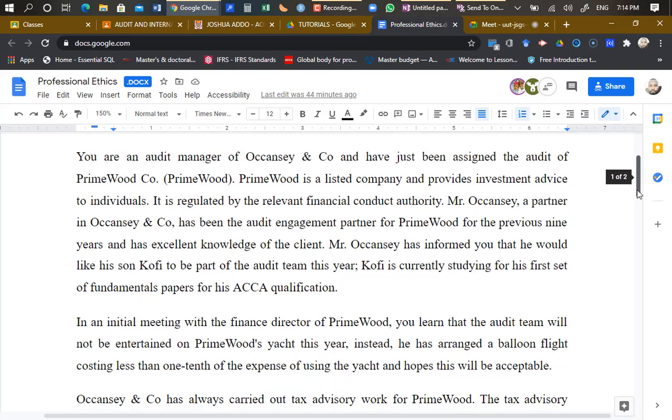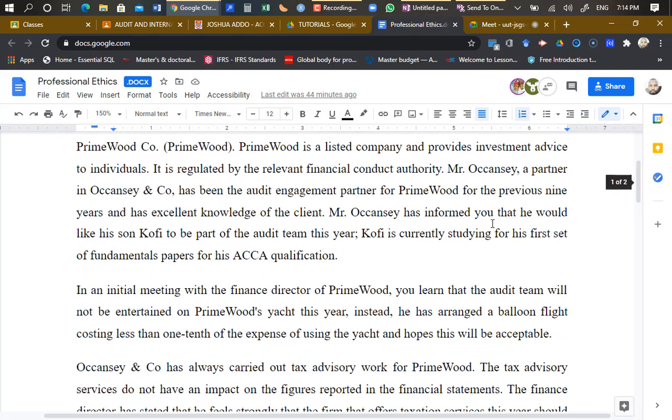This is where Mr. Kansi has informed you. Mr. Kensi, a partner in Okansko, has been the audit engagement partner for Prime Wood for the previous 9 years. Okay. And then allowing his son to also be a member of the audit team. That's why I was saying it could also be a familiarity threat.